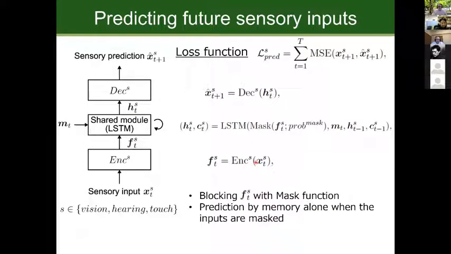All the shared module neural network has to do is predict future sensory inputs. The loss function is given by the mean square error, like this. This is the prediction, and this is the actual sensory input, and the network tries to minimize these differences. The feature vectors are sometimes blocked by the mask function. When the inputs are blocked, prediction has to be performed by the memory alone.